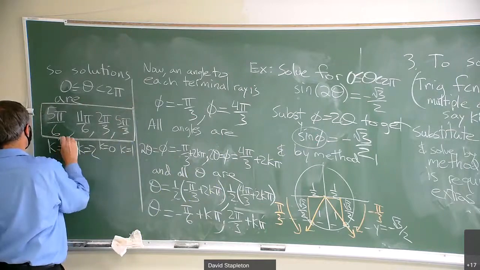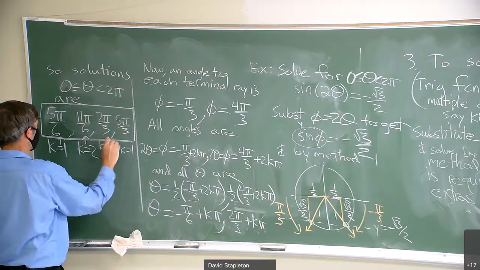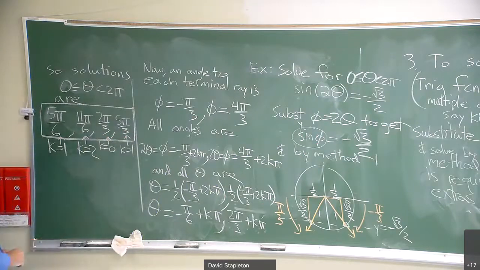This one came from k equals 1 in the first equation. This one came from k equals 2 in the first equation. This one came from k equals 0 in the second equation. This one, k equals 1 in the second equation. 4 different answers between 0 and 2 pi. And now you see why I'm doing this strategy of finding all angles and then throwing some of them out.